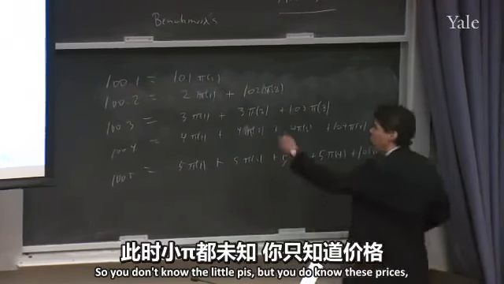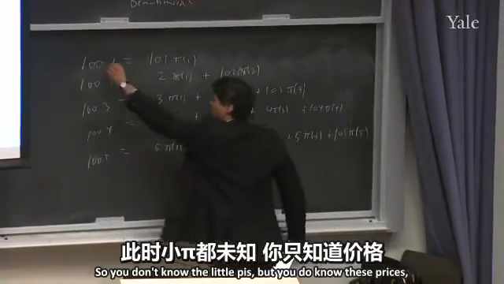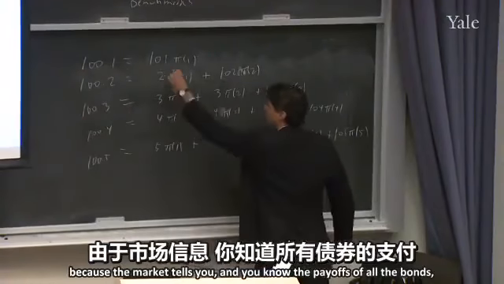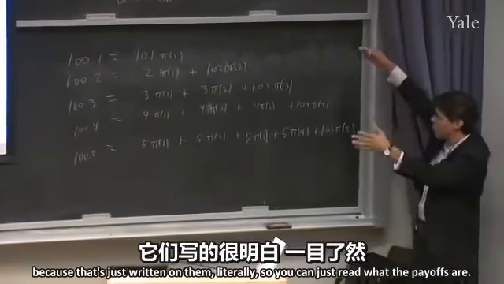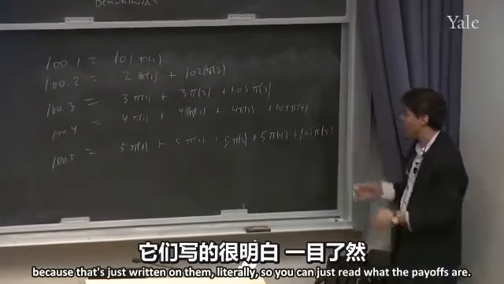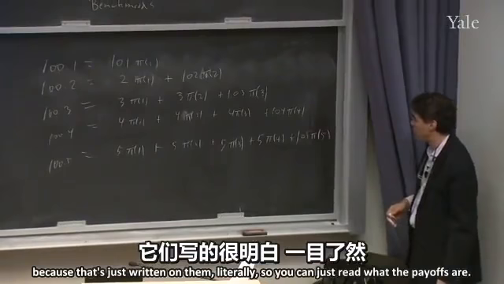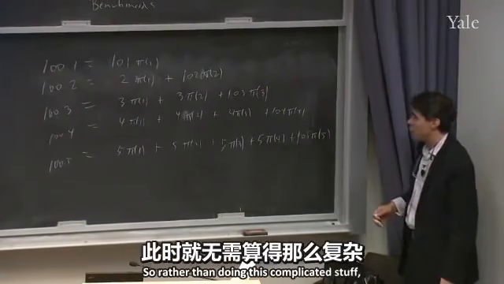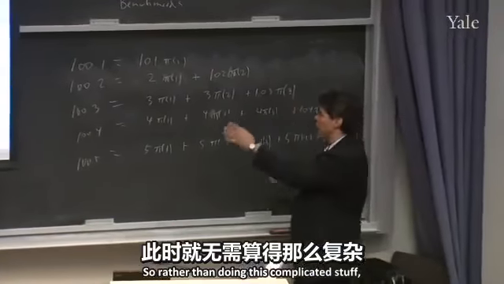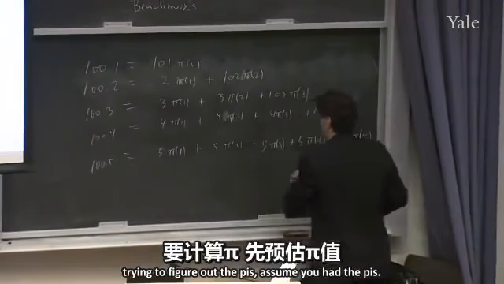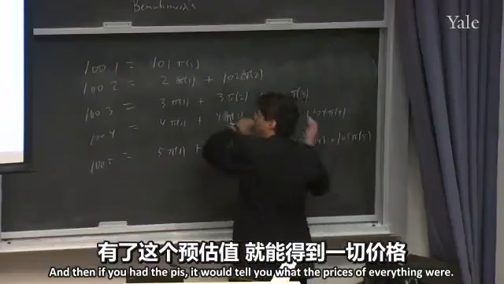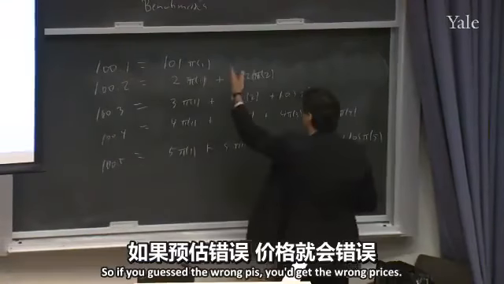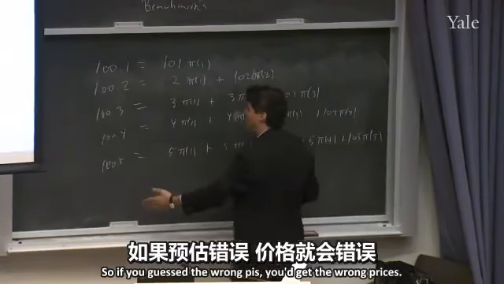Okay, so you don't know the little pi's, but you do know these prices because the market tells you, and you know the payoffs of all the bonds because that's written on them literally. So you can just read what the payoffs are, and you know the government's going to keep its promise. So rather than doing this complicated stuff trying to figure out the pi's, assume you had the pi's, and then it would tell you what the prices of everything were. So if you guessed the wrong pi's, you'd get the wrong prices.